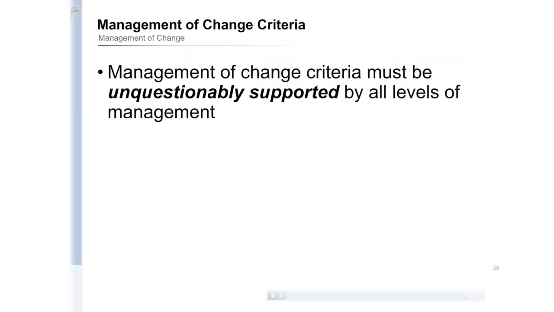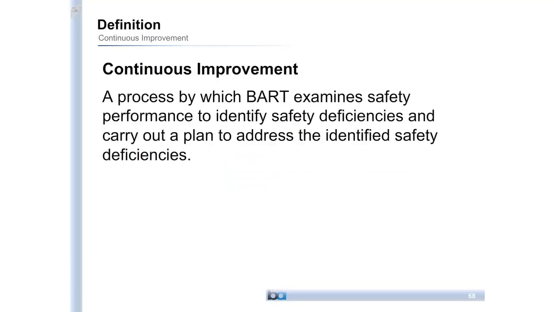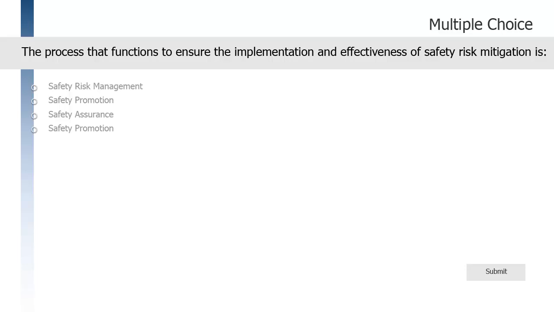Management of change criteria must be unquestionably supported by all levels of management. Continuous improvement. Continuous improvement can be defined as a process by which BART examines safety performance to identify safety deficiencies and carry out a plan to address the identified safety deficiencies.